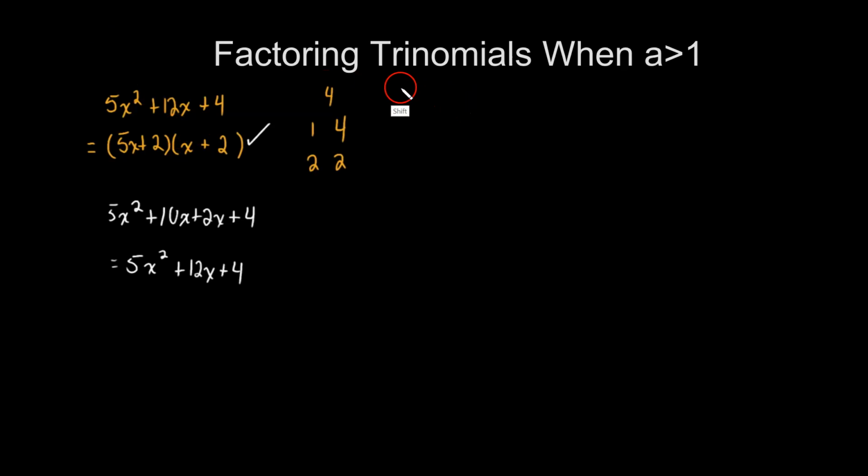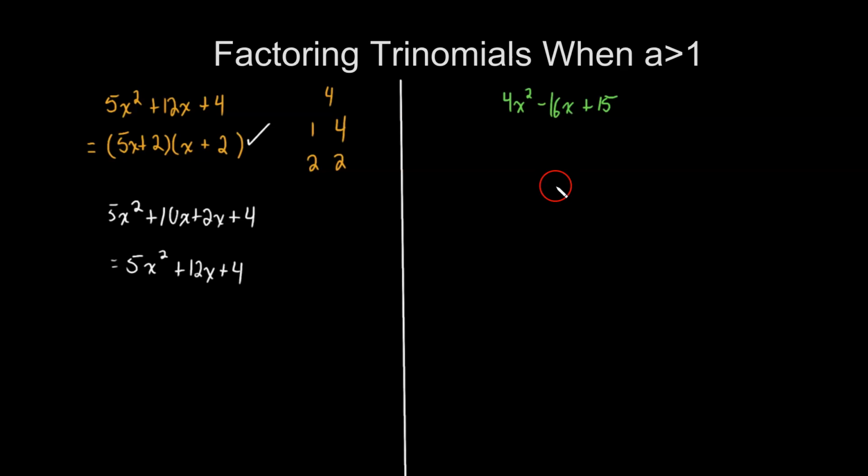Let's look at another example, and this example is going to be a little bit more difficult. We have 4x squared minus 16x plus 15. We're going to use a method that is commonly referred to as the AC method. What the AC method means is that we multiply the a times the c, so 4 times 15, which would give us 60.